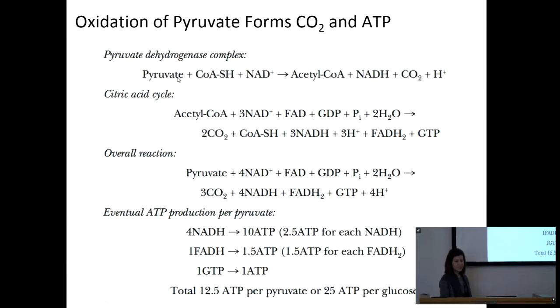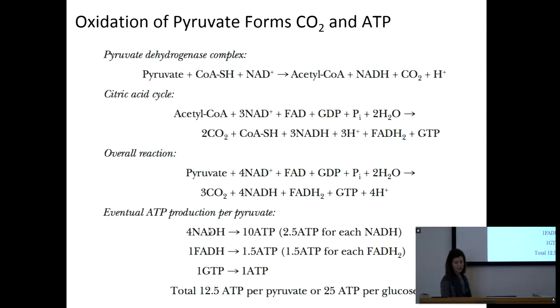So this is the pre-citric acid cycle. Pyruvate goes to acetyl-CoA. We get NADH and we lose a carbon dioxide. The citric acid cycle, we put in our acetyl-CoA. We get out 3 NADHs, an FADH2, and a GTP. You put the pre-citric acid cycle with the citric acid cycle, we're going to get 4 NADHs, an FADH2, and a GTP. Kind of cool.